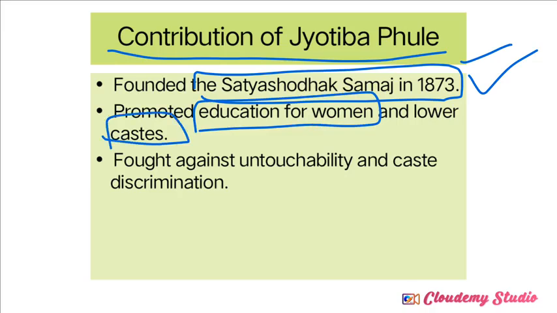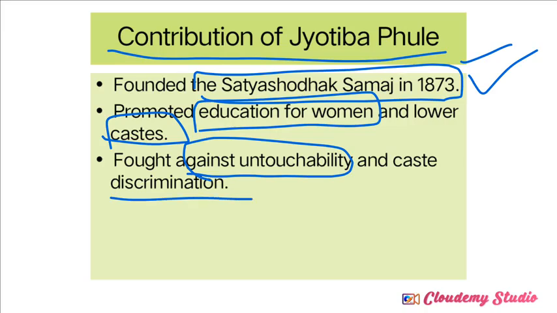The major intention or the major reformation section of Jyotiba Phule was education, women's education, the upliftment of women, equality among them, and fighting against gender discrimination in Indian society. Clear? Yes. He also fought against untouchability and caste discrimination.